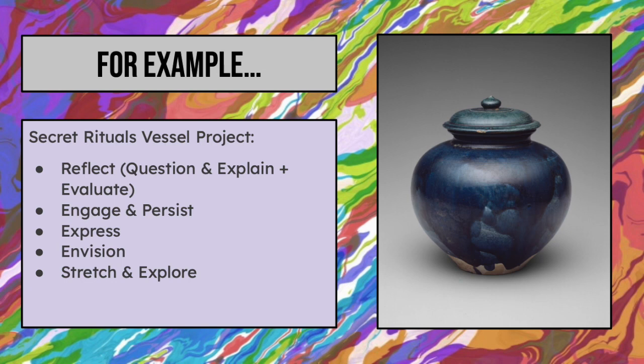For example, Beth Baliro's Secret Ritual Vessels project encompasses a cluster of different studio habits of mind. Reflect is present because Beth wants the students to articulate thought behind their work, including their process, decisions made, and relationship of the work to values of subcultures. Engage and persist occurs when the prompt of their assigned secret vessel gets the students interested and focused. Express occurs as the students adapt their ideas into their assigned form. The students envision when Beth encourages them to think of different ways to realize the form. Stretch and explore occurs when students come up with ways to implicitly communicate ideas through their art.